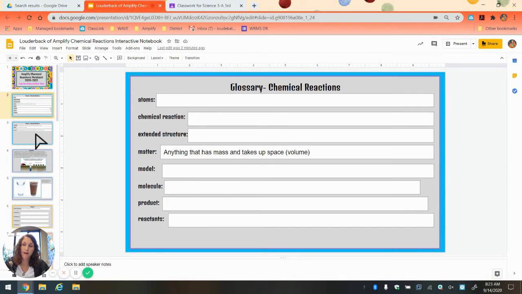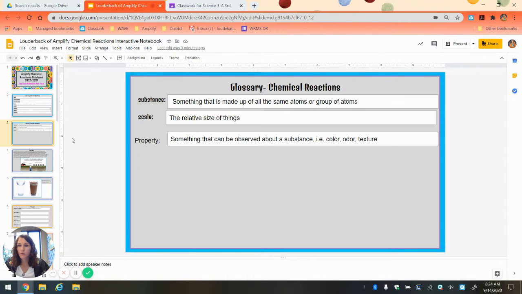write down the definition for matter, which is anything that has mass and takes up space or volume. So what I would recommend you do, if you're learning from home, is pause the video and type in this definition into your Amplify notebook.